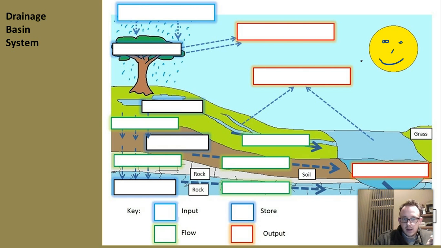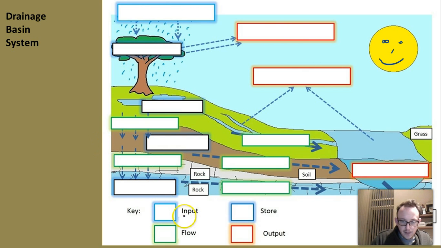So diagram drawn, everyone's happy. In this one here, we've got 4 different things to consider. Okay, and you need to be able to give examples of each of these as well. So you need to be able to give an example of an input, and that is indicated by the light blue at the top here. You need to be able to give an example of a flow, which are in the green. And you need to be able to give an example of a store, which is the dark blue bits here. And you need to be able to give an example of an output, which is the red boxes.